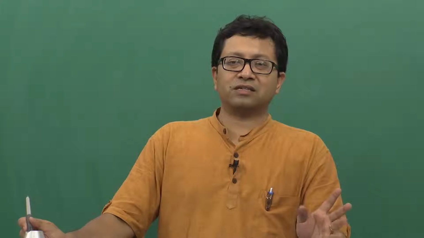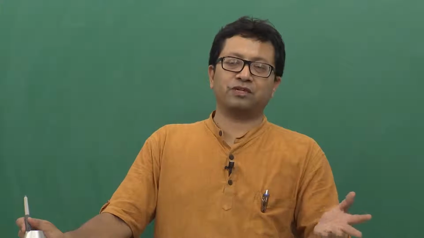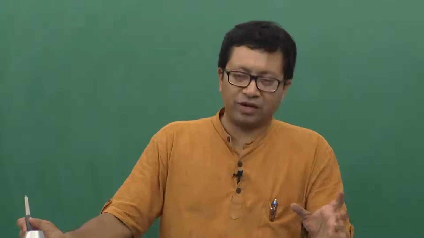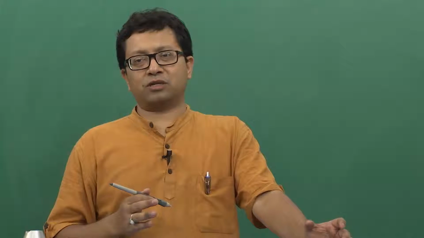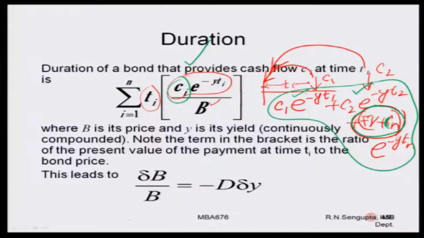Now, as I mentioned, if there are no coupon payments, obviously the duration is exactly n years. If there are coupon payments, it will be decreased from the total duration of n, and the more coupons are paid in the initial years, the lesser the duration, because you are already getting back the overall amount of investment which you are making in the bond. Note that the term in the bracket is the ratio of the present value of the payment at time t1 to the bond price. So, this is the present value divided by the bond price, and this leads us to the case that the rate of change of the bond price with respect to the yield rate is equal to the negative of the duration.